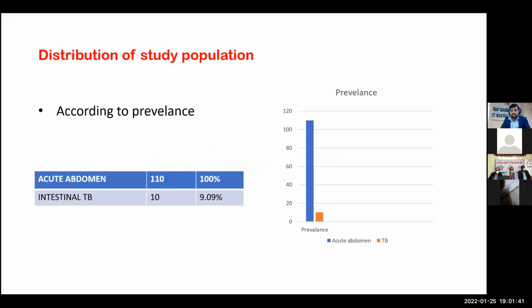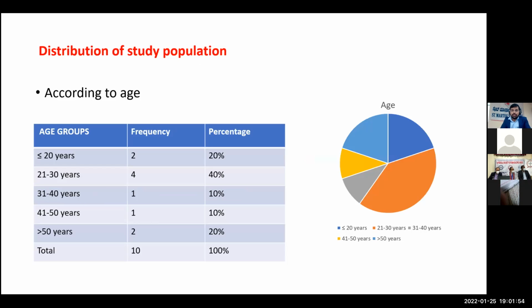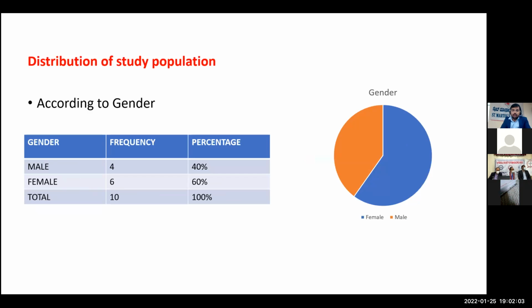Coming to the results of our study, out of 110 patients who presented with acute abdomen to our emergency and underwent laparotomy, around 10 patients were diagnosed to have intestinal TB, which constituted around 9.09%. The most common age group presenting was 21 to 30 years, which is around 40%. Almost 60% of our patients were below 30 years, and our study showed a female predominance, where 60% of our patients were females.